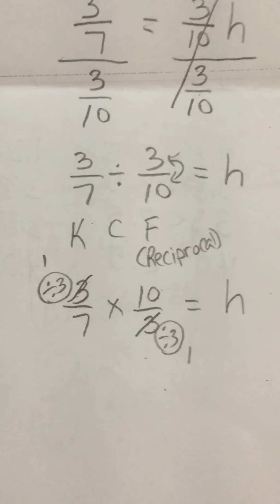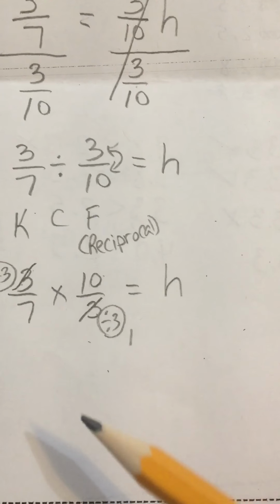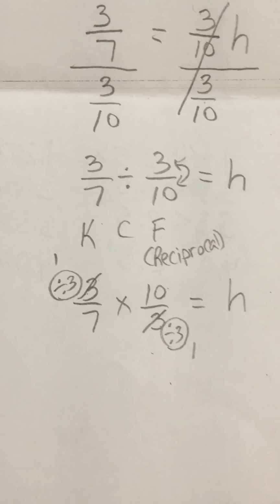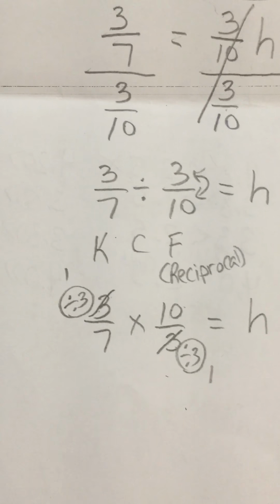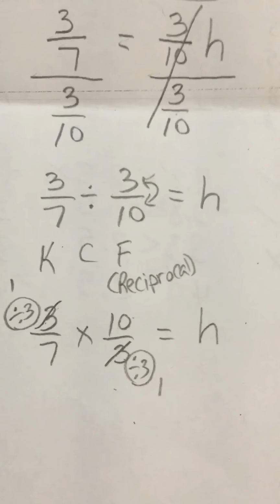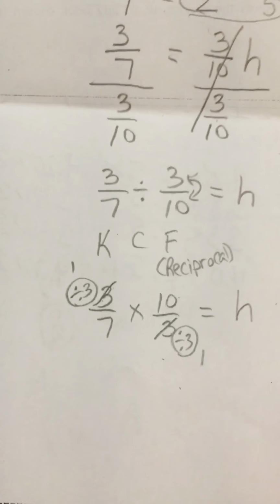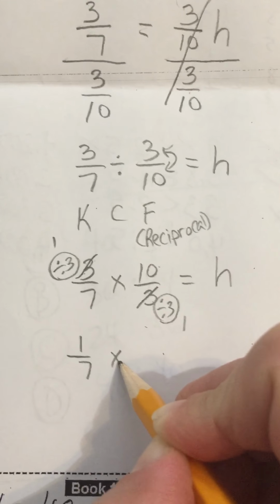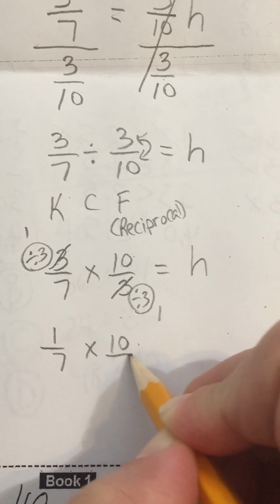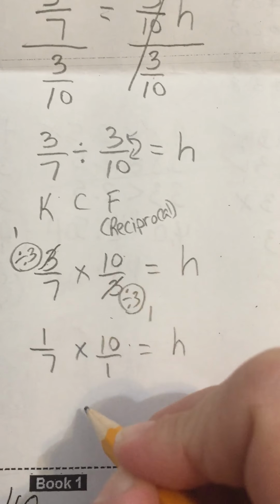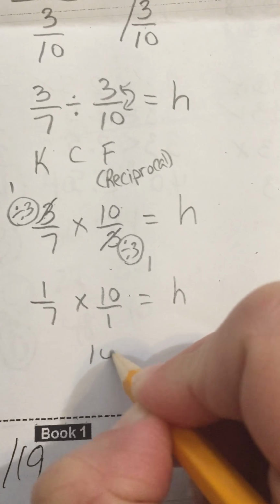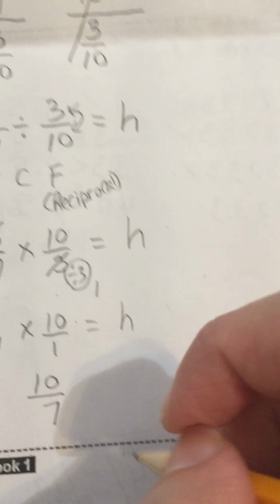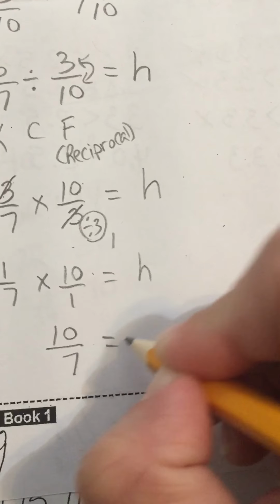Now the last way I can check if I could simplify is the other diagonal way. 7 and 10. There's no common factor except for the number 1, and we're not going to divide by 1 because it's the same answer. So now I'm going to rewrite it. It's going to be 1/7 times 10/1. This becomes 10/7, which is an improper fraction.